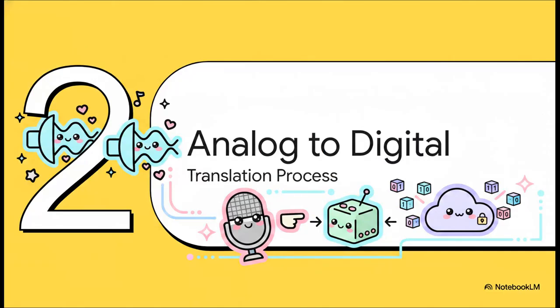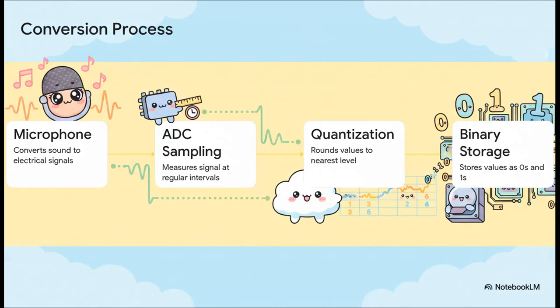Which brings us to part two, analog to digital conversion, or the translation process. If you only remember one sequential process for your test, make sure it's this exact step-by-step translation. Step 1. Your microphone captures that physical sound wave and turns it into an electrical signal. Step 2. The analog to digital converter, or ADC, steps in to sample that signal. Step 3 is quantization, which is where we round those samples. And finally, step 4. Those rounded values are converted into a neat stream of binary zeros and ones.